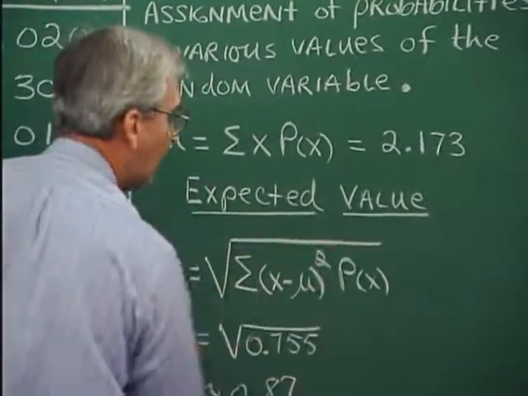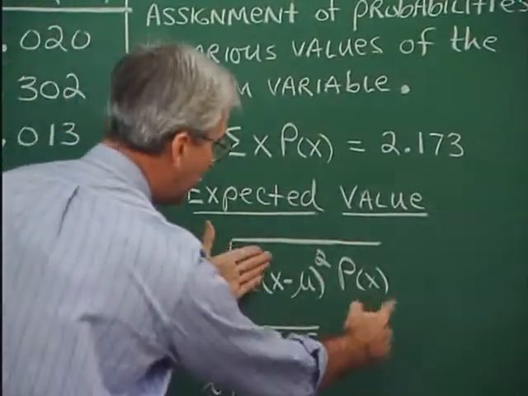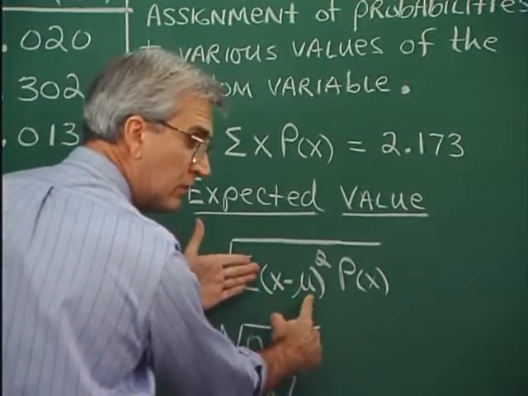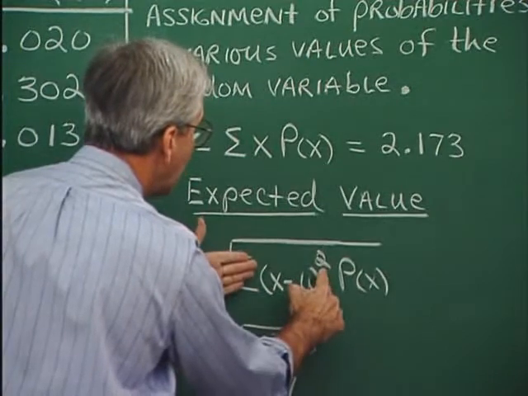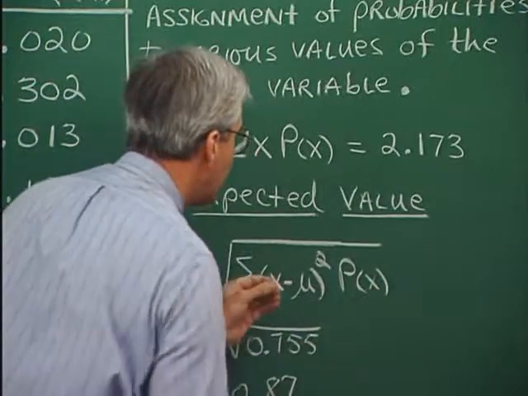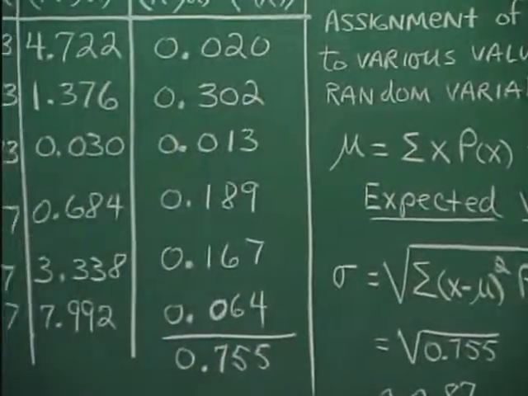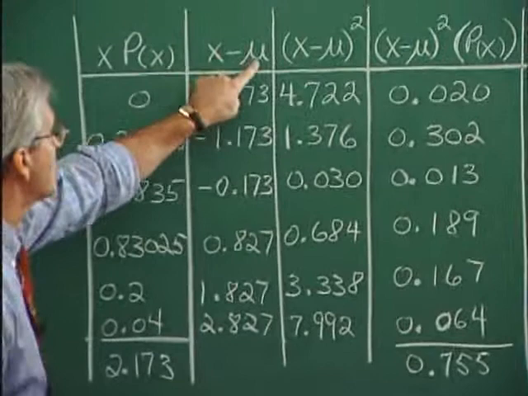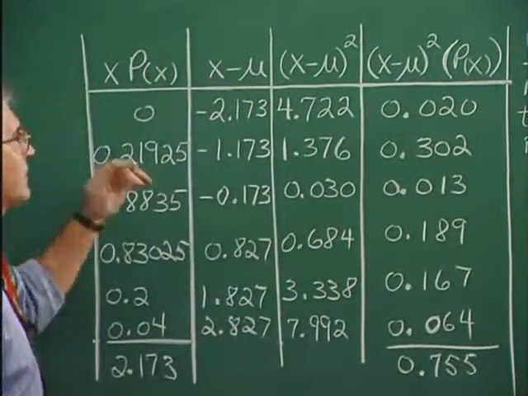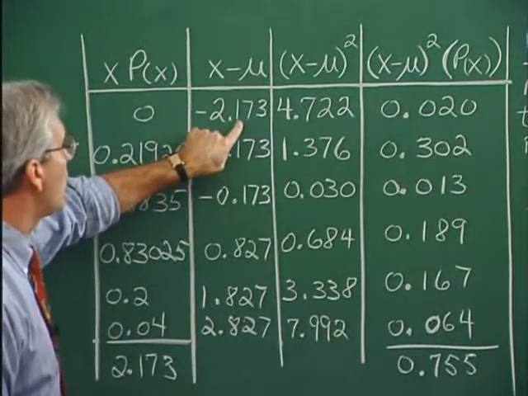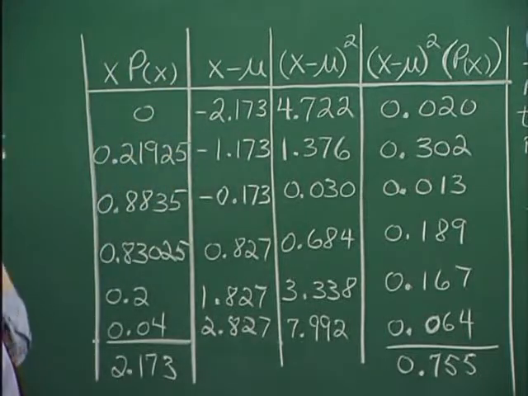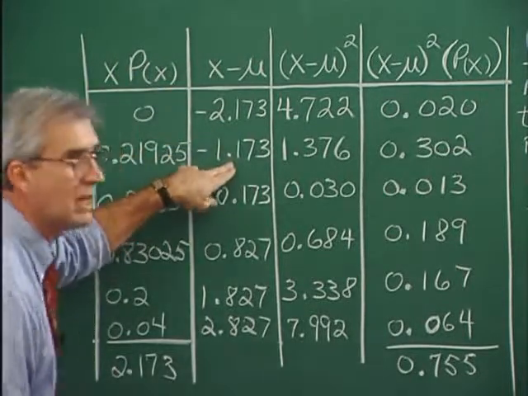Expected value. Now here's the formula for the calculation of the standard deviation. It's the square root of the sum of, now this is going to be a column, x minus mu, x minus the mean, squared, times P(x), times the probability of each of the x's. Let's see how it's generated. We would generate a column of x minus mu. Now remember, mu is 2.173. So we take each x value. The first x value was 0. 0 minus 2.173 is negative 2.173. Then 1 minus 2.173 is minus 1.173, and so on.